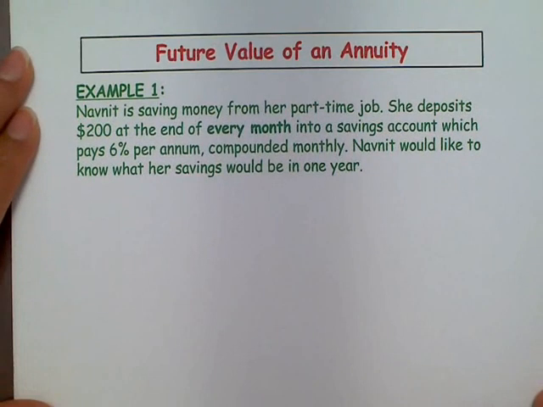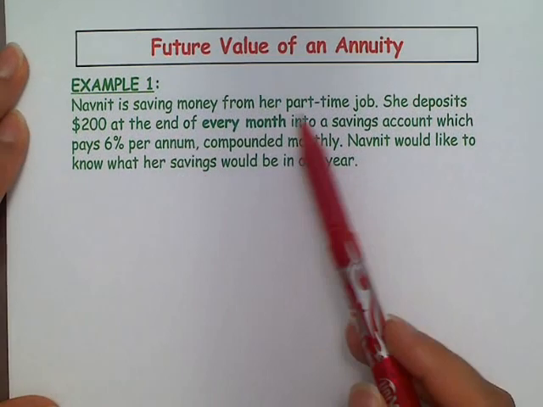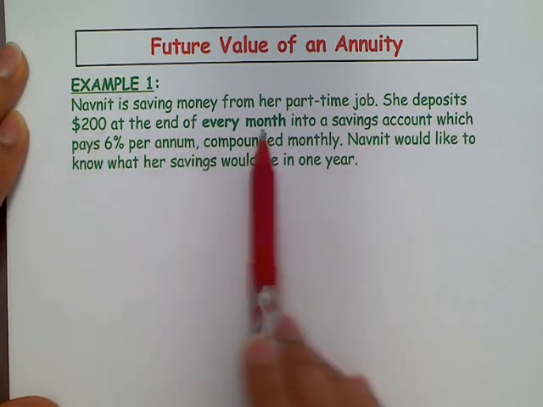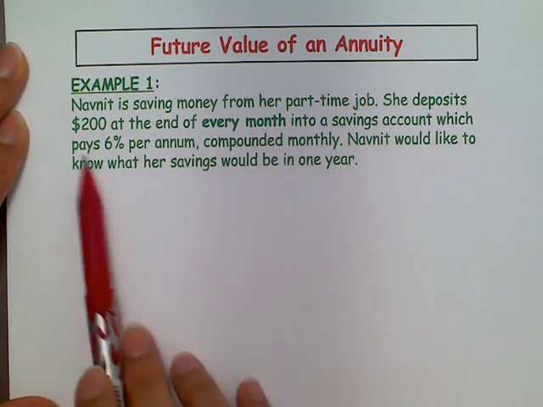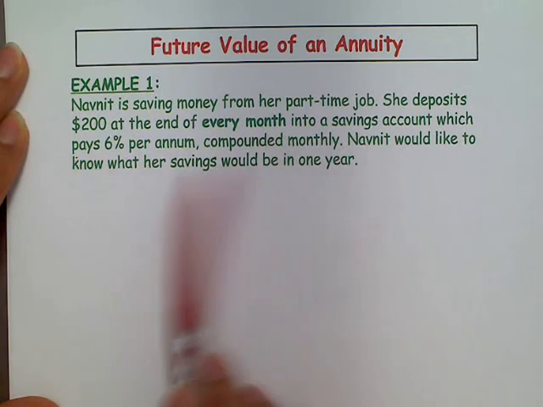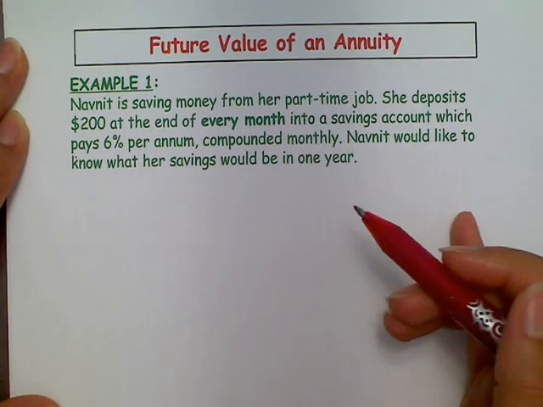So let's look at a couple of examples. So here's our first one. It says Navneet is saving money from her part-time job. She deposits $200 at the end of every month into a savings account which pays 6% per annum compounded monthly. Navneet would like to know what her savings would be in 1 year.